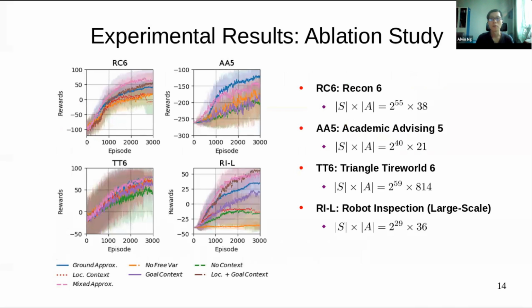We conducted experiments on 4 domains, 3 of which are the IPPC domains. We measured the performance by the total rewards received in an episode. In the ablation study, where the baseline is the ground approximation represented by the blue plots, we answered the following questions. First, whether the first-order approximation can solve the planning problems. Second, if first-order features with free variables are even necessary. Third, if contextual grounding reduces granularity. And lastly, if mixed approximation could outperform the first-order approximation. In general, the results show that free variables are necessary, and contextual grounding and mixed approximation improve performance.